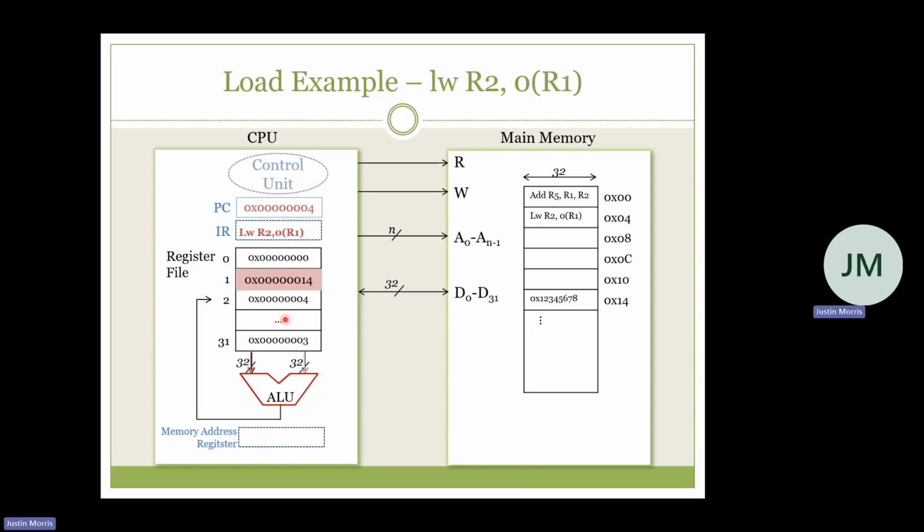So here is our R1, right? It's 14 in hex, which is 20 in decimal, right? So we do 20 plus 0 because we have 0 as our immediate, and we get 20. And then we take that memory address, fetch from memory at location 20, and put it into R2. So now R2 is containing the information stored at memory location 20.